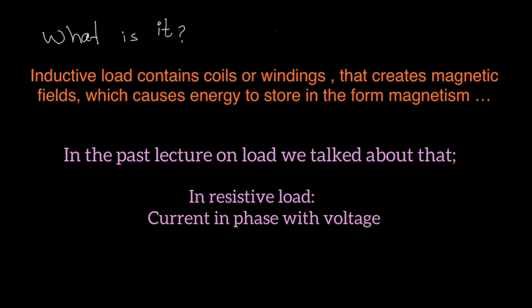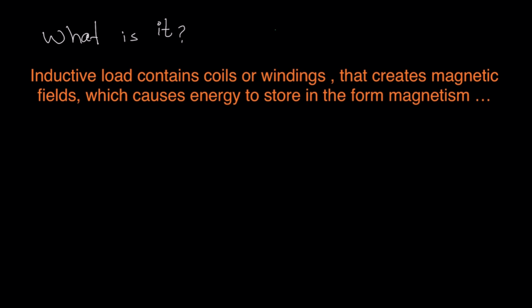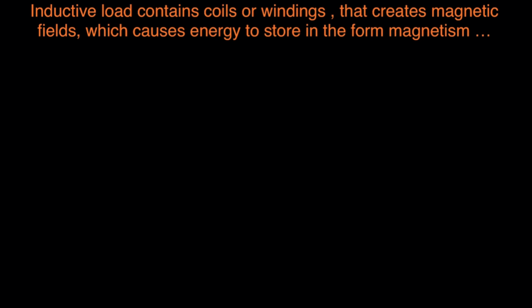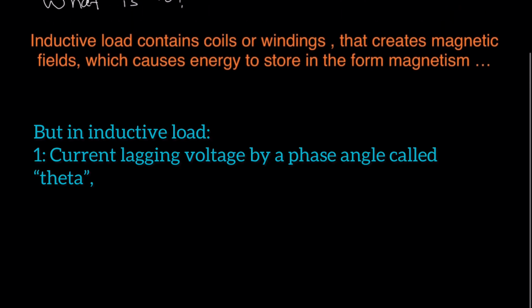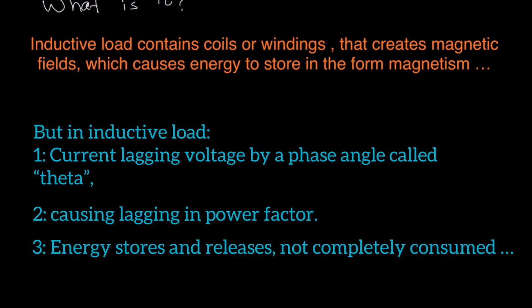In a resistive load, the voltage and current were in phase, and the power is completely consumed as heat or light. As we said, our light and heat system was a resistive load because it absorbed and consumed heat. In inductive loads, the current is lagging behind the voltage by phase angle theta, and another behavior is a lagging power factor, and the energy stored and released is not entirely consumed as it was in a resistive load.